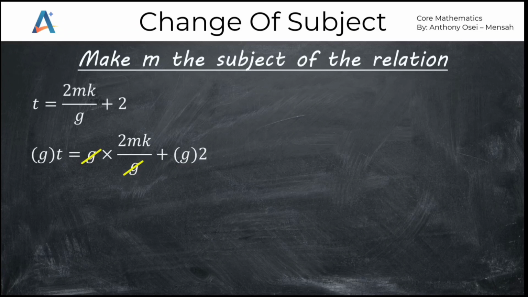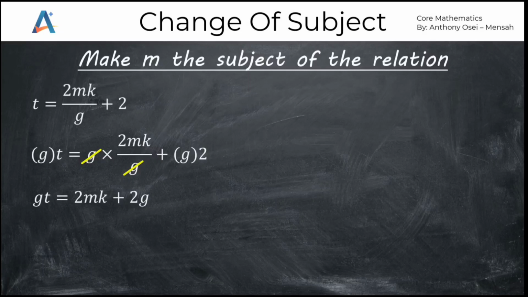Then we'll rewrite the whole relation without the denominator. So it becomes j times t, which is jt, equal to 2mk. Since there are no j, it becomes 2mk. Then we have plus 2j. So this is the relation. Now if you check the relation very well, there is no fraction. So we have then eliminated the fraction.